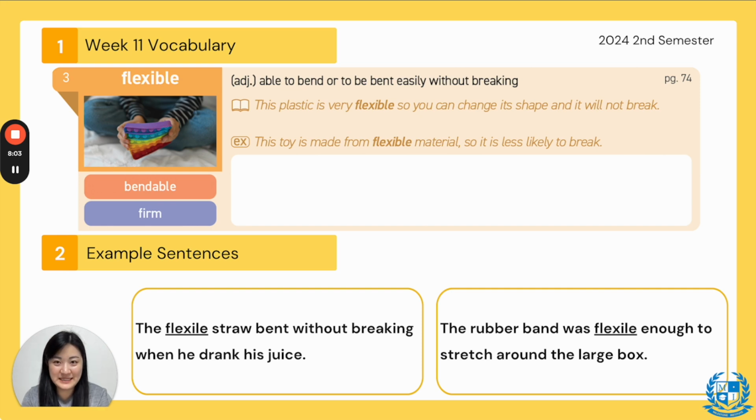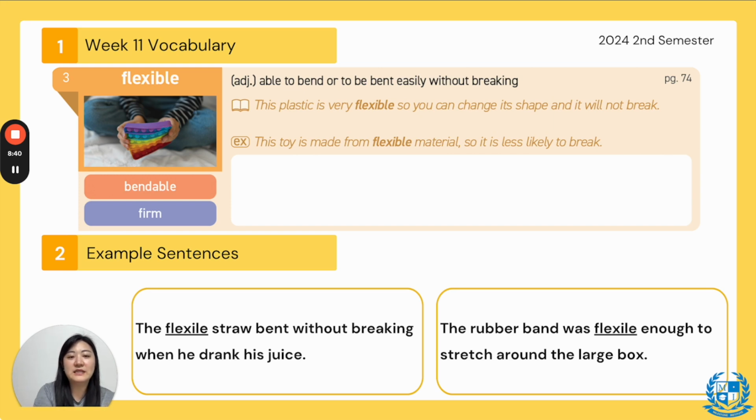Example, let's read. It says, this toy is made from flexible material, so it is less likely to break. So yes, if in the picture, if you've ever seen a puppet, I think that's what it's called, they're very flexible. It pops one way and then it pops the other way and you can bend it. Let's look down here. It says, the flexible straw bent without breaking when he drank his juice. So yes, if we have a plastic straw, we can bend it. But a metal straw cannot bend. It is not flexible. That is very firm.